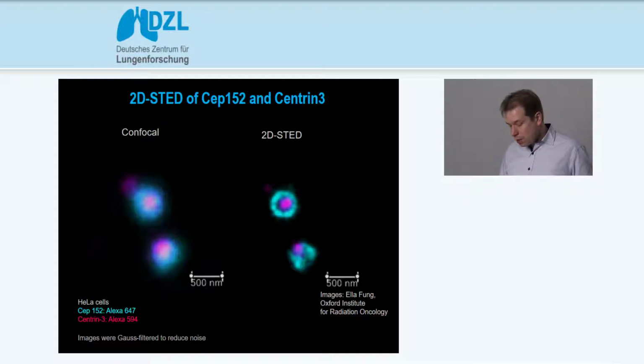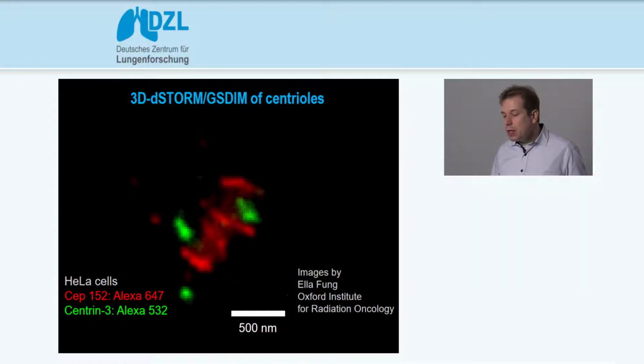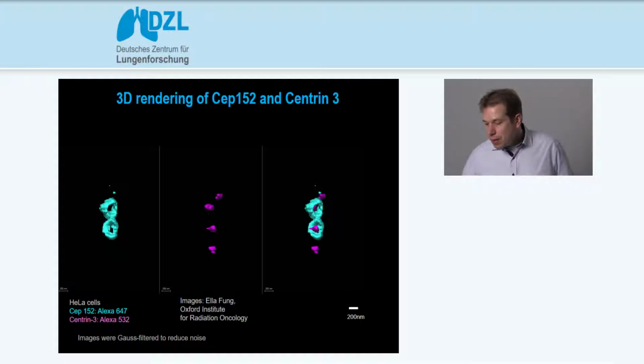This is STED microscopy. I will now show you another image, of dSTORM microscopy. This is the widefield image, so this is what you would see if you look at the structure just with a camera. Now we are switching to the super resolution mode, and you can already see the barrel of CEP152 and the centrin located in the center. I will now show you an animation of this. Again, CEP152 here in cyan, the centrin in magenta, and here on the right-hand side the overlay.